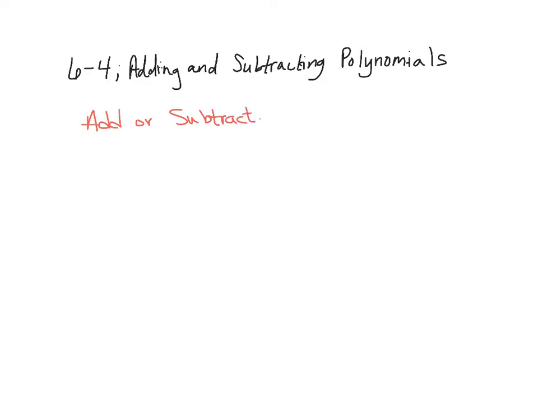So the first one we have is 15m cubed plus 6m squared plus 2m cubed. The first thing we want to do is identify like terms. Now remember, like terms are where you have the same variable and the same exponent attached to that variable. The whole number or the constant in front doesn't matter if it's different.